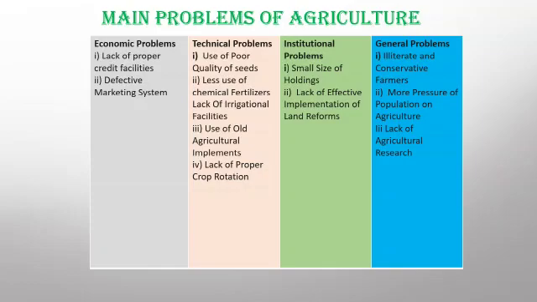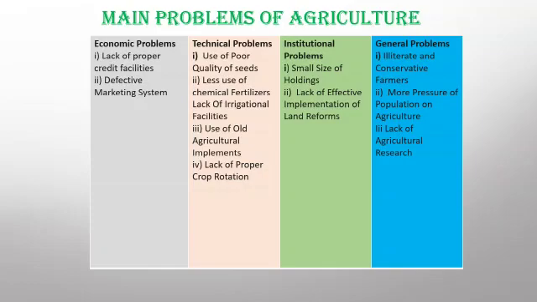Another important problem is the defective marketing system. There is a defective marketing system of agriculture production in India. The farmers are not able to get the proper price of their production. Due to the lack of means of transportation, the farmers have to sell their crops at a cheaper price to the moneylenders.